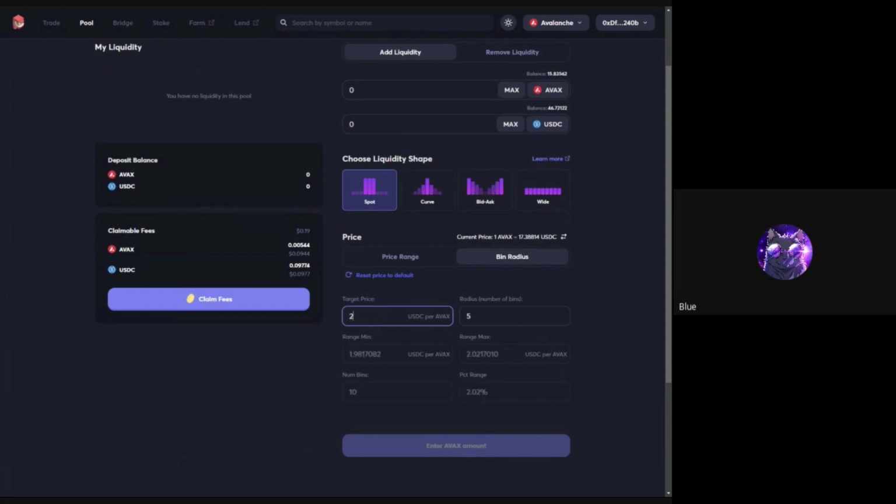So let's just say 20. So when AVAX is $20, I can provide liquidity at $20, and then I'll choose how many bins I want my liquidity to cover. So this would be from $20, and I'll add in, I don't know, 30 bins from that, and it kind of sets a 30 bin radius around my desired price here.